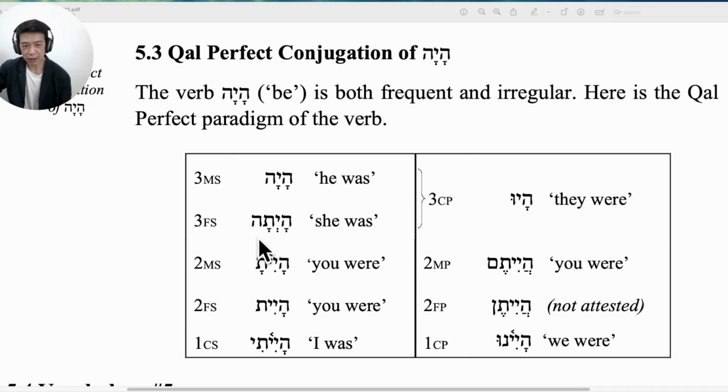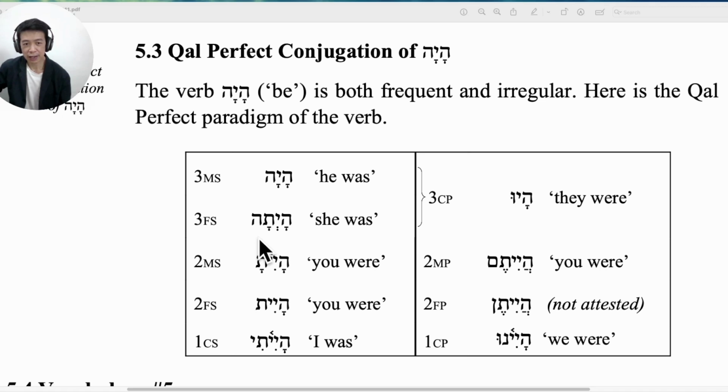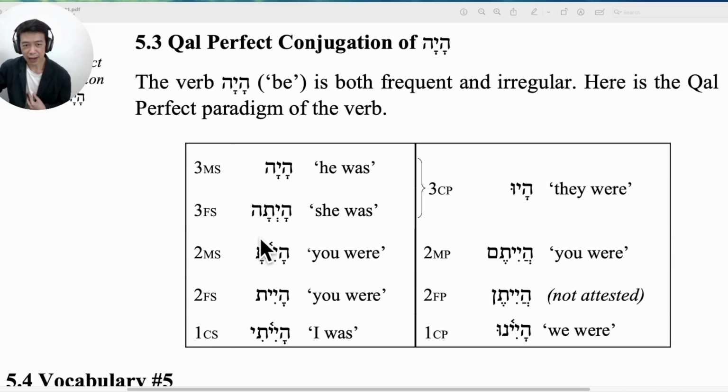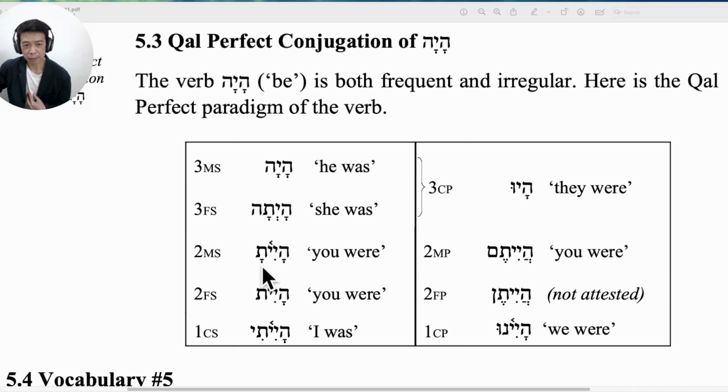If you attach another character to a hey, it can transform into a yod. For instance, if you try to attach a tav next to a hey, it will transform into a yod, as in the case of the second person masculine singular, you were. So you can see that it has transformed into hayita.